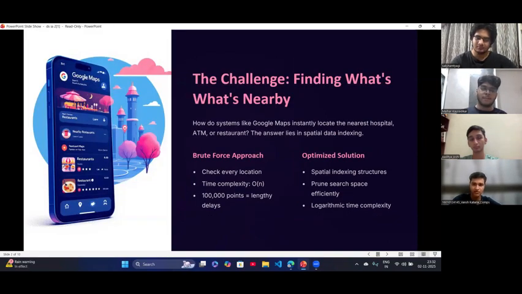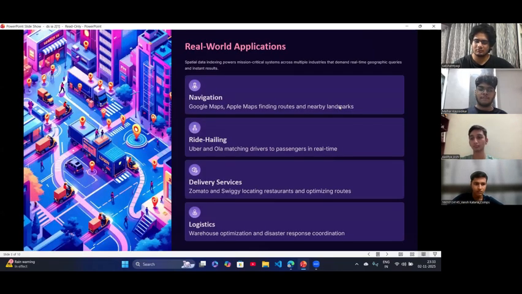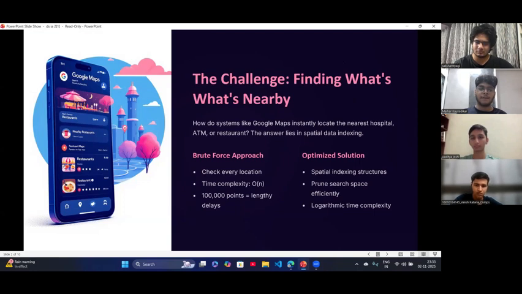So let's start with the core of the challenge. How do systems like Google Maps or Zomato instantly locate the nearest hospital or ATM or even a restaurant? The answer, as our slide says, lies in spatial data indexing. The brute force way would be to check your location against every other location in the database. With over 1 million points, this O(n) complexity approach would cause laggy, unusable delays. The optimized solution, and the one we have built, uses a spatial index. This lets us intelligently prune or ignore vast, irrelevant sections of the map, achieving a much faster logarithmic time complexity.